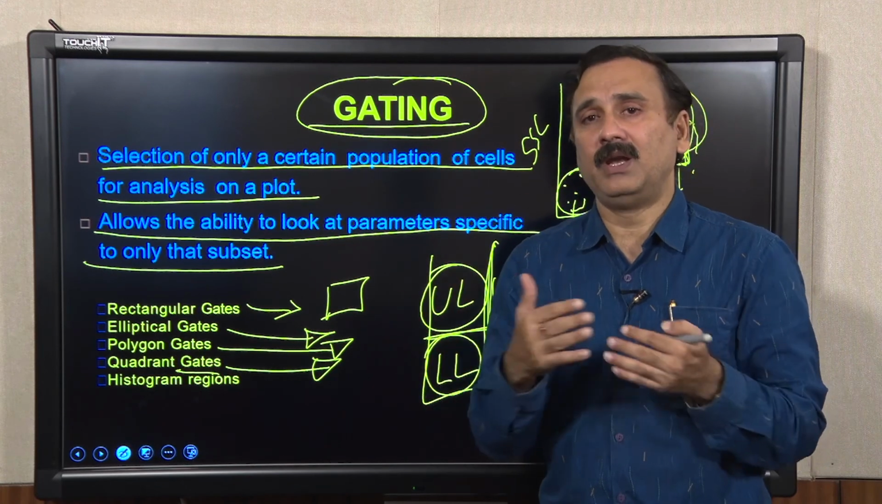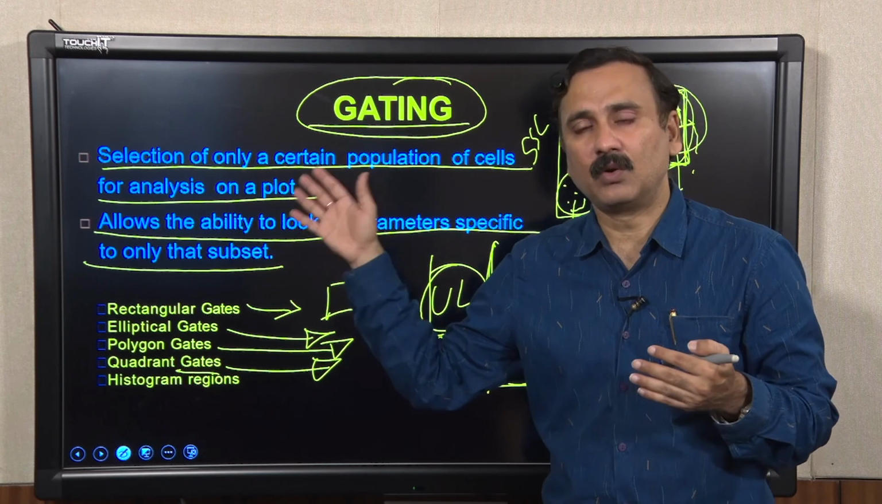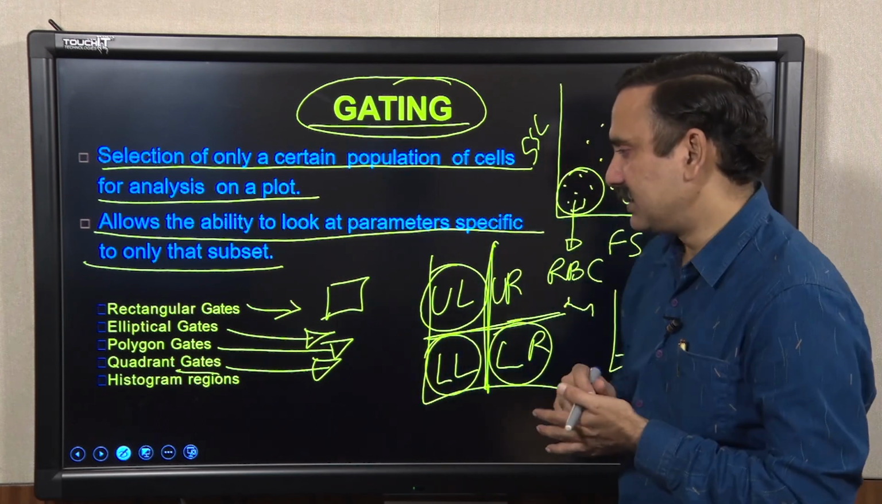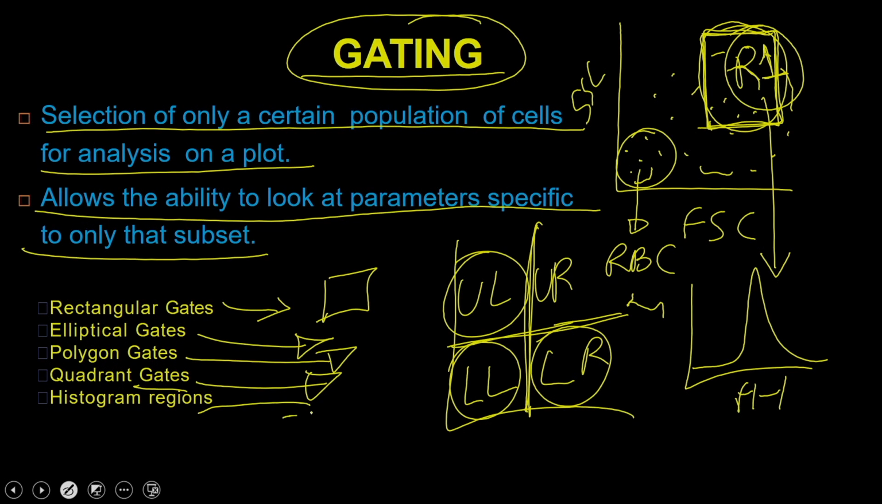That is very useful in some of the analysis, and we are going to see that when we discuss some of the experiments related to cytometers. And then you can also have the histogram regions. Apart from gating, you can also do marking.